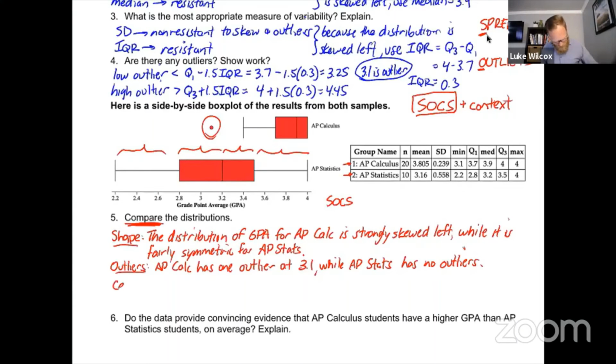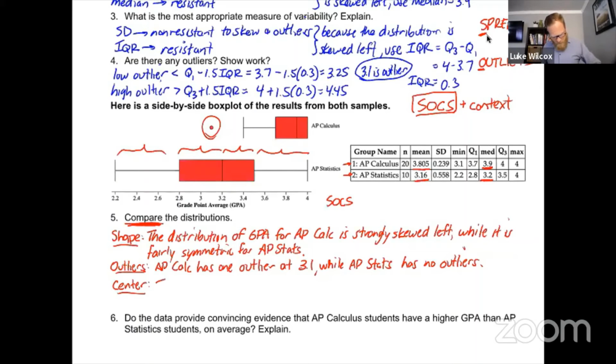Up next is the center. Well, we looked at the center for AP Calc and we decided that we would use the median there. And so the median was 3.9. Well, very clearly the median is lower for AP Statistics. Even if you compare the means, you'll notice that the mean for AP Calculus is higher than AP Statistics. Now, the important thing here is that we are trying to compare the centers, which does not mean that we need to actually list the values of each one. We have to make some sort of comparative statement between the center of AP Calc and the center of AP Stats. And very clearly, the center is higher for AP Calculus students than for AP Statistics students in these samples.